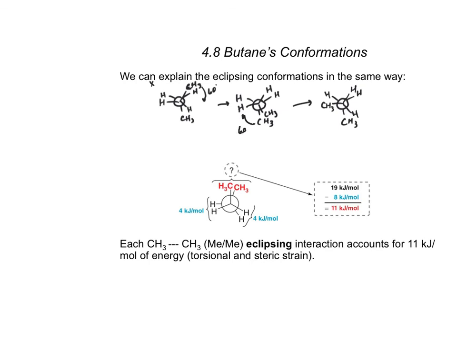Okay, so for this first one, we can actually calculate it based on what we already know, right? We had already calculated what a hydrogen-hydrogen eclipse cost us, and what a hydrogen-methyl eclipse cost us. For hydrogen-hydrogen, we calculated 4 kilojoules per mole. And then for methyl-hydrogen, we also calculated that. For this one, we've got two of them. Each one was 6 kilojoules, so 2 times 6 is 12 kilojoules. Adding those together, this eclipsing conformation totals 16 kilojoules per mole.